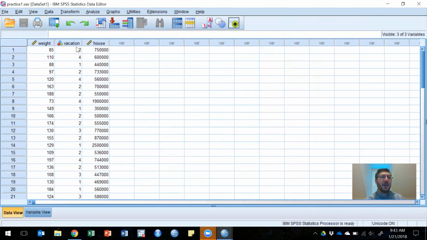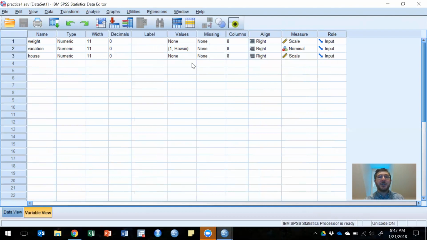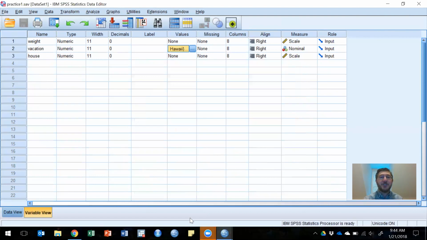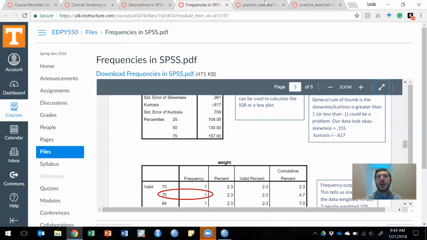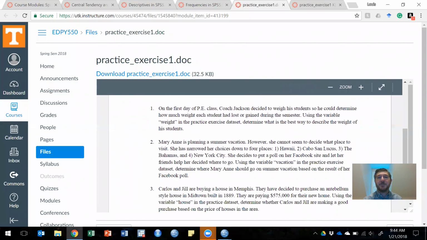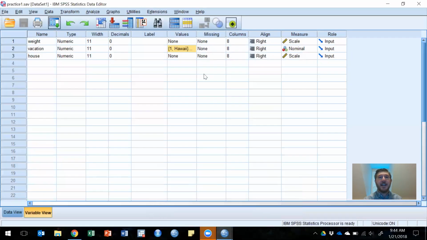Vacation is a nominal variable. So what we did was we assigned values. 1 equals Hawaii, 2 equals Cabo, 3 is the Bahamas, 4 is New York City. I believe these correspond to the practice problems here. And I believe it says, Marianne's planning on going on summer vacation, but she can't decide where to go. She's narrowed it down to these 4 places and put a poll on her Facebook site to let her friends help her decide where she should go. And so here are the data from that analysis.